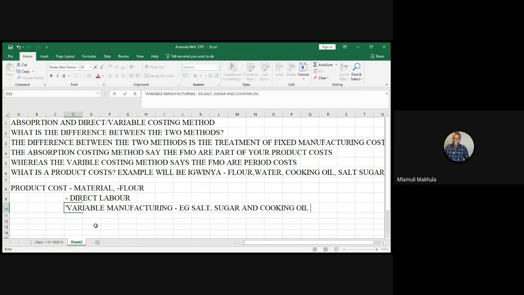Why are we saying these are variable manufacturing overheads? It is because, Amanda, when you are looking at igwinya, you wouldn't know or trace how much salt, sugar, and oil is included in that gwinya. Are you with me? Yes, I'm following.